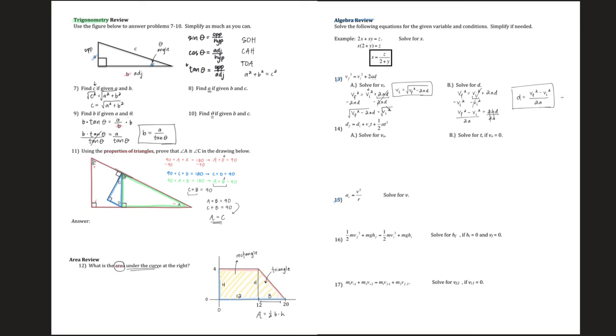Looking at number 15, we have AC equals V squared divided by R, and we want to solve for V. This one's pretty simple actually. We're going to move the R over to the other side, get it out of the denominator, multiply both sides by R. It cancels on the right. We're left with R times AC equals V squared, just like we saw with the Pythagorean theorem. We're going to square root both sides. We've got V equals the square root of R times AC.